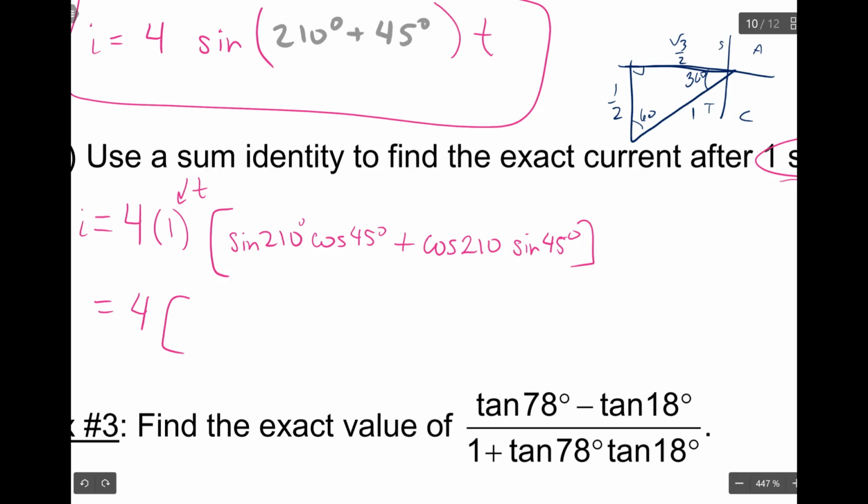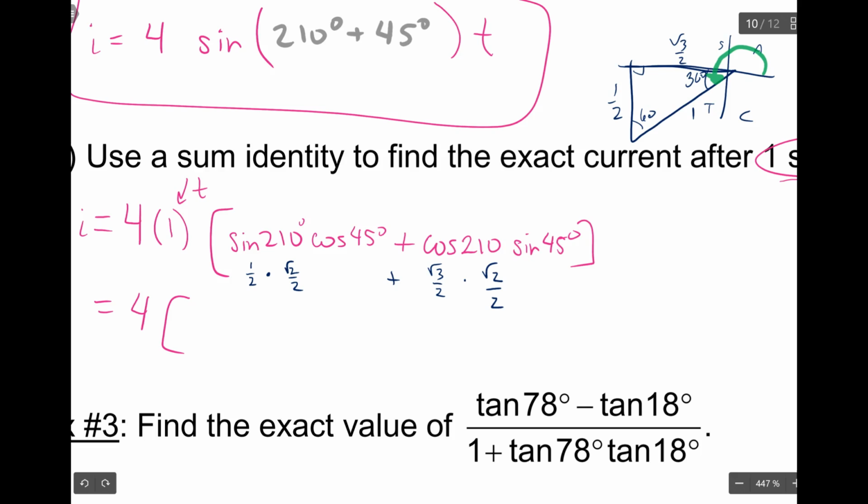So sine of 210. This goes to 180 and that's 210. Sine is opposite over hypotenuse. So 1/2 over 1 is going to be 1/2 times cosine 45, square root 2 over 2, plus cosine of 210. Cosine is adjacent over hypotenuse, so that's square root of 3 over 2. And then sine of 45, square root of 2 over 2.